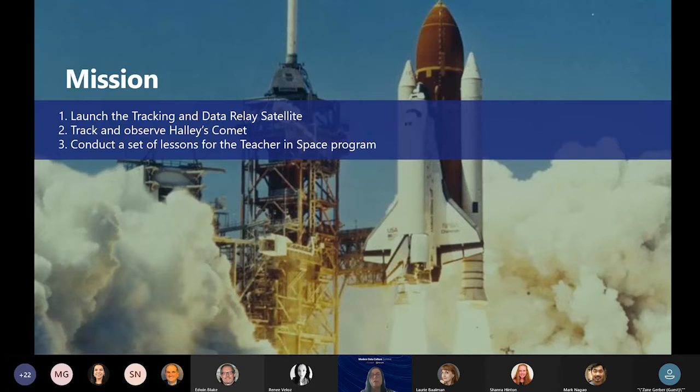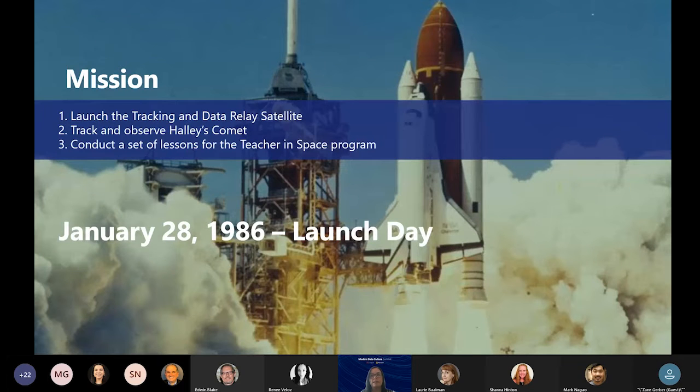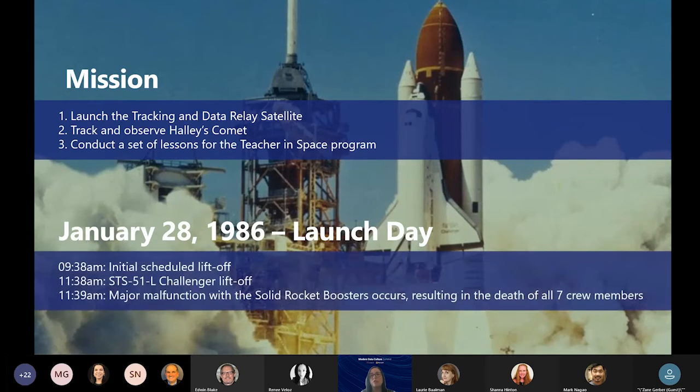There were a couple of days earlier in January 1986 that were initially scheduled for takeoff, but they were delayed. So January 28th, 1986 was determined to be the final launch day. Liftoff was initially scheduled for 9:38. The liftoff happened about 2 hours later, and then 73 seconds later, there was an issue, and it was later determined that it occurred through the solid rocket boosters, where the tragedy occurred and the space shuttle exploded in front of millions of Americans, resulting in the death of all 7 crew members.